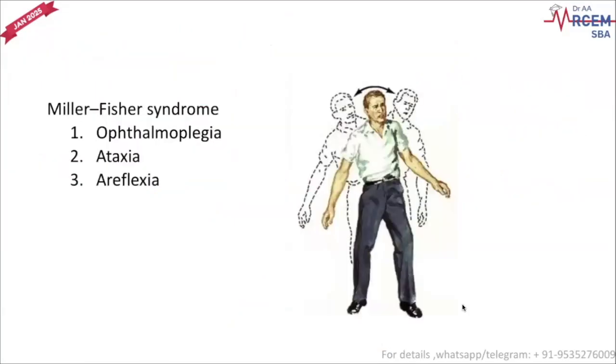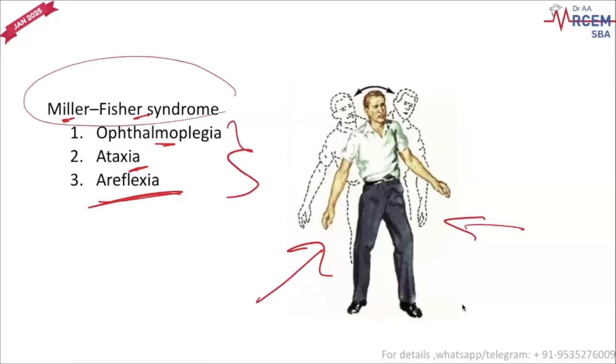A variant of Guillain-Barré syndrome is known as Miller-Fisher syndrome, usually presenting with ophthalmoplegia. Ophthalmoplegia means extraocular muscles are paralyzed, so there will be very minimal eye movements, if not nil. Ataxia, balance will be lost, and reflexes will be lost. This is the classical triad with which Miller-Fisher syndrome presents.